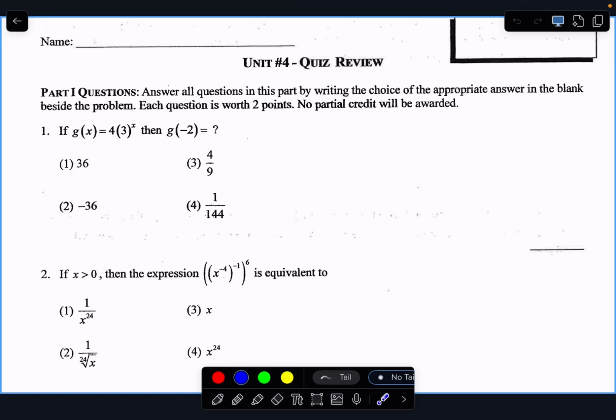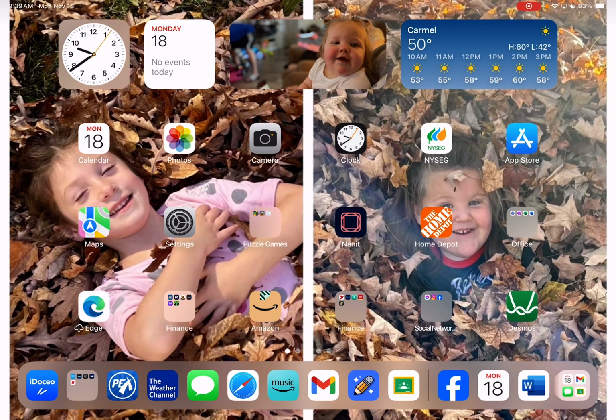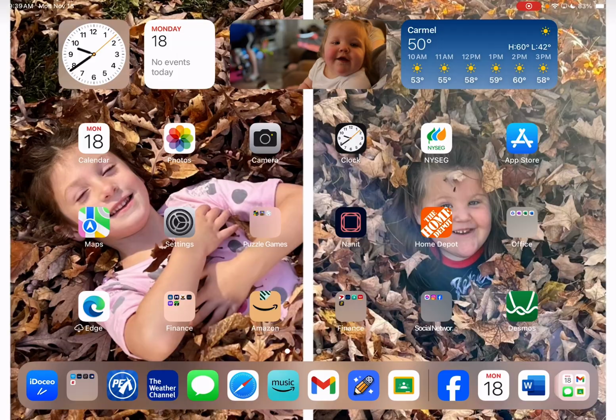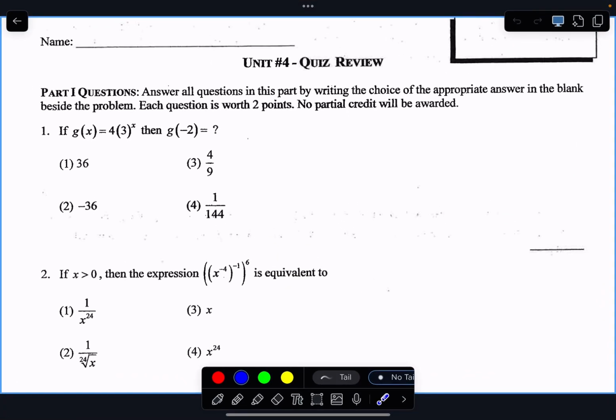All right, so the first one is pretty easy, right? Oops. All right, first one we're going to plug in -2 for x, right?